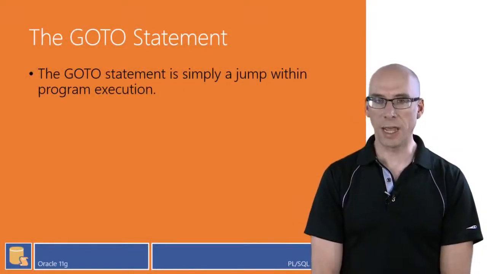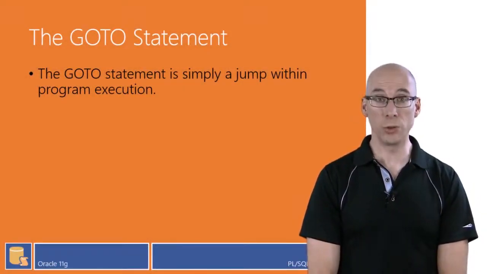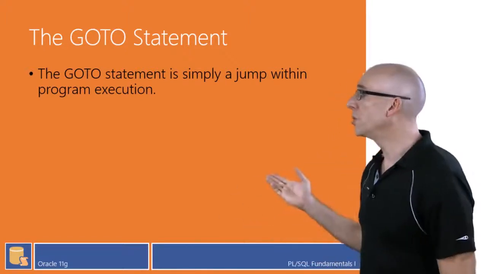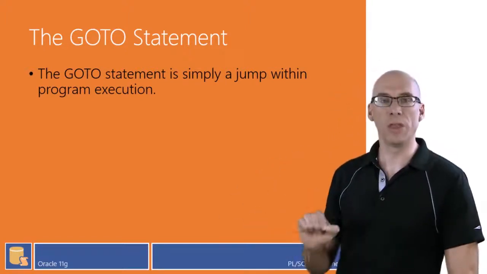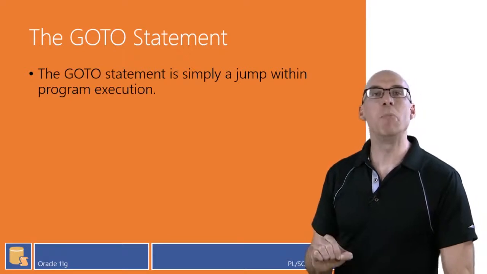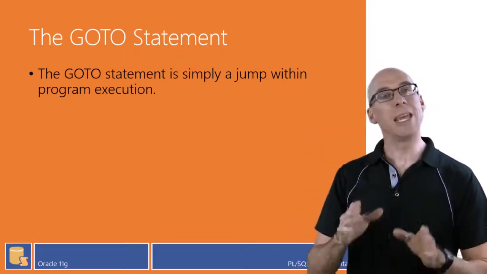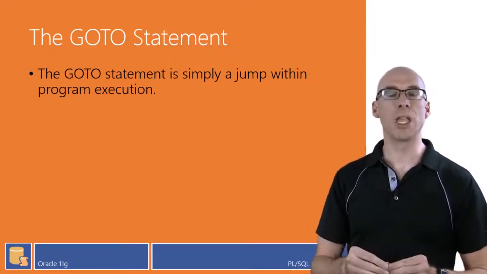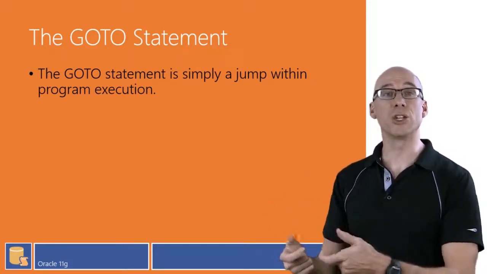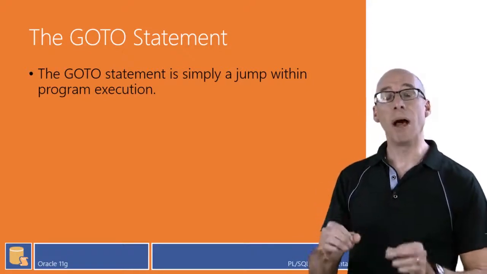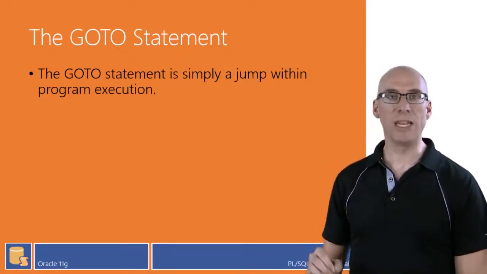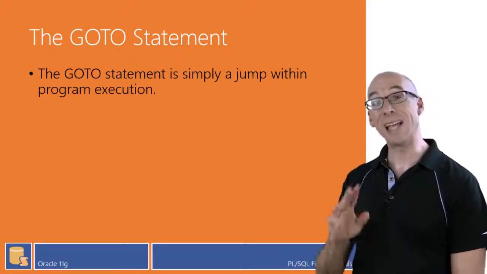Now that we understand the label, it's time to understand the GOTO statement. The GOTO statement is simply a jump within your program execution. It's a means of being able to go to a new location. Typically you'll use a GOTO statement with some other condition, like an if then else. But think of it as nothing more than a jump within your application. That's all it is.